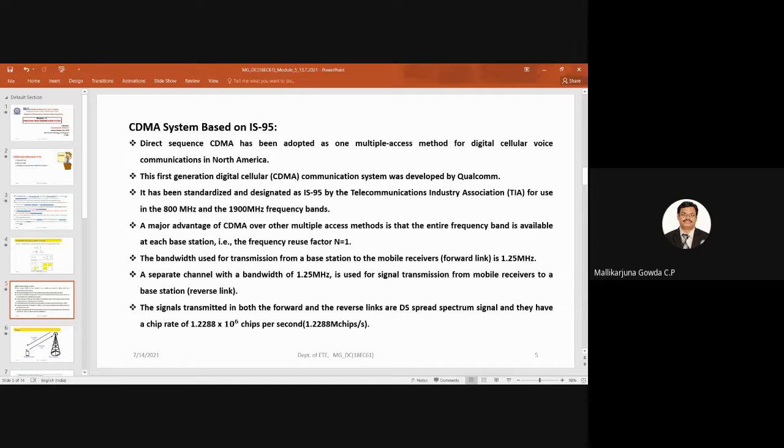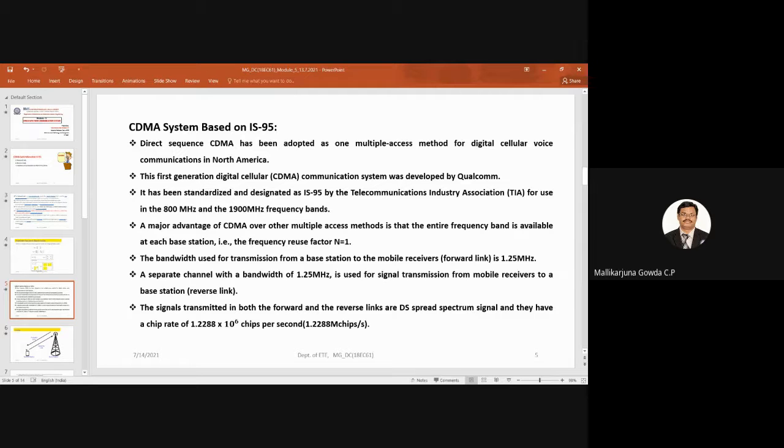I'm assuming that each user requires a bandwidth of 1 megahertz. In that case, in case of FDMA, that 10 megahertz bandwidth will be divided into 10 subbands, and each subband is having a bandwidth of 1 megahertz, right? So it is possible to accommodate only 10 users in that particular coverage area. That is the thing with respect to FDMA system.